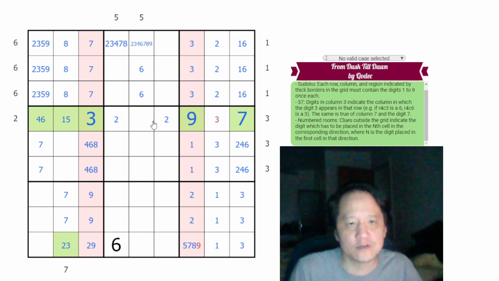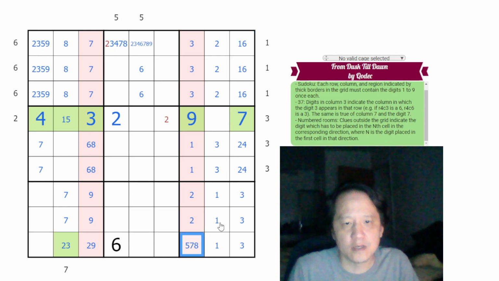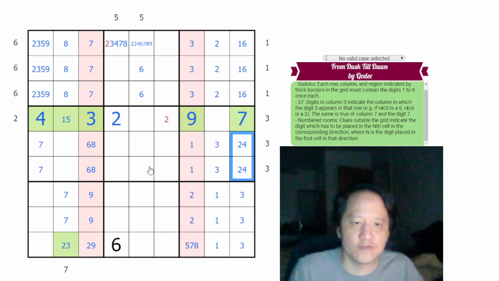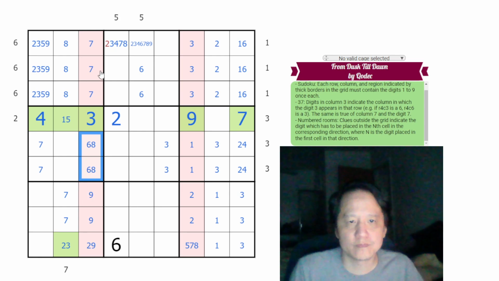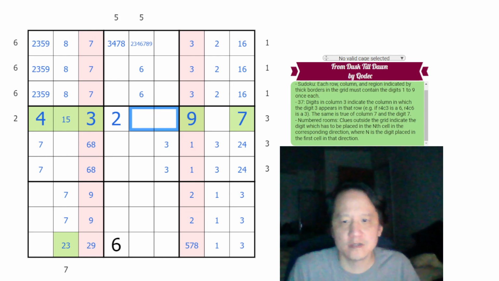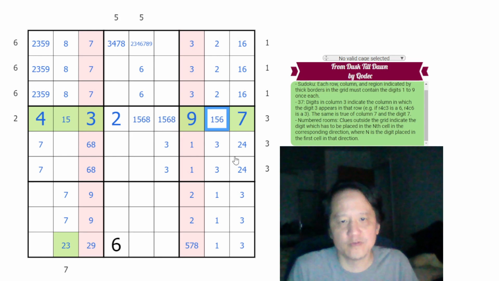2 has to be one of these two. This can't be 6. So this would be 4, this would be 4, so this would be 6, so this would be 4, this is 2, and this can't be 3, so this is 6, this can't be 9, so this is 2 and 4, which means the 3 has to be here. This is 6, 8. This can't be 2. So we have 1, 5, 6, 8, right? This is 1, 5, 6, 8. Can't be 1.